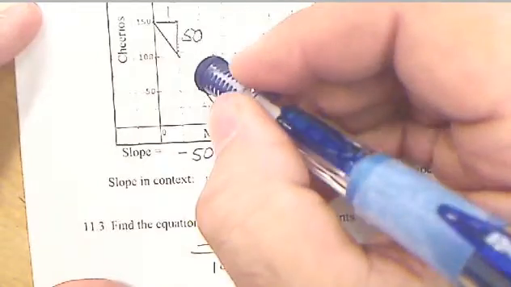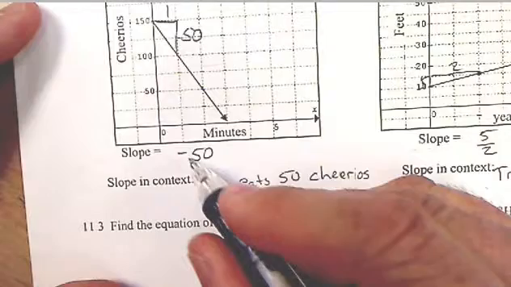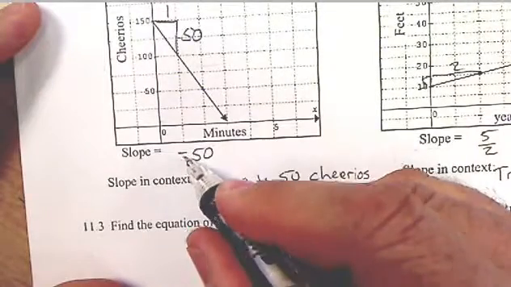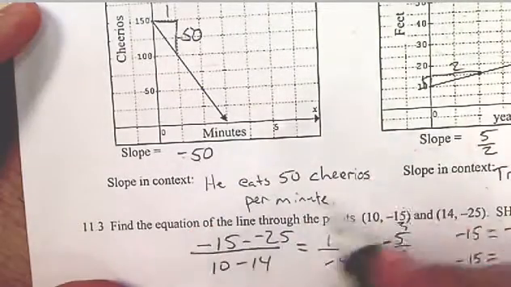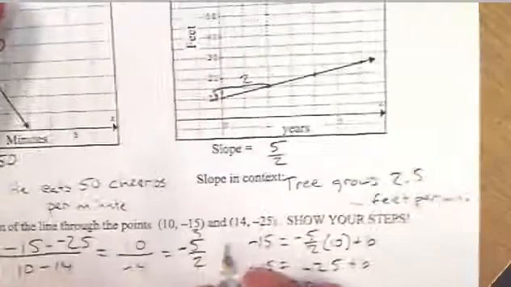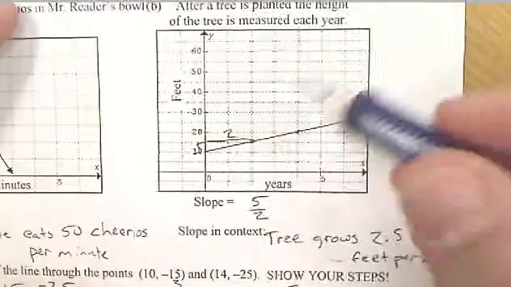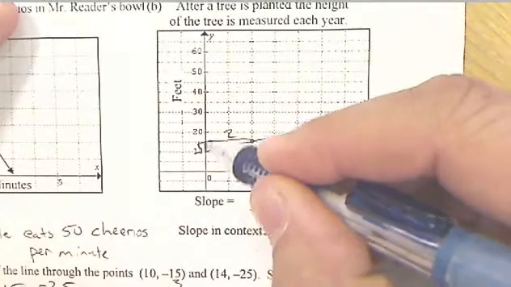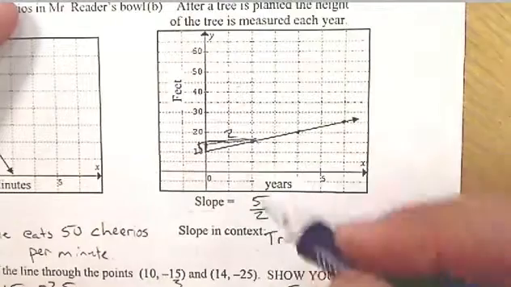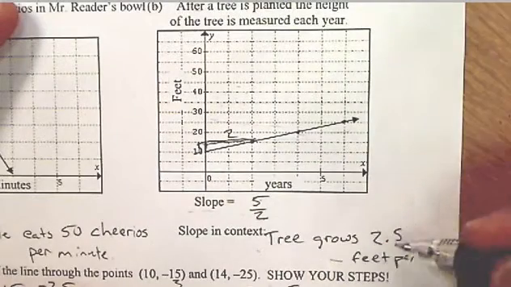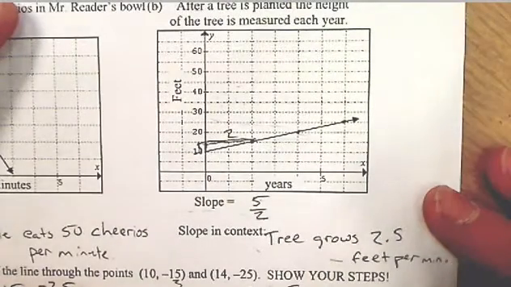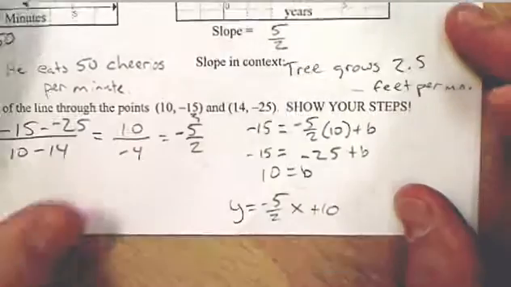100 and 150, so that's a 50 for this distance. 1 over here, so that's -50. He eats 50 Cheerios per minute. Rises 5, runs 2. So it's 5 over 2. The tree grows 2.5 feet per year.